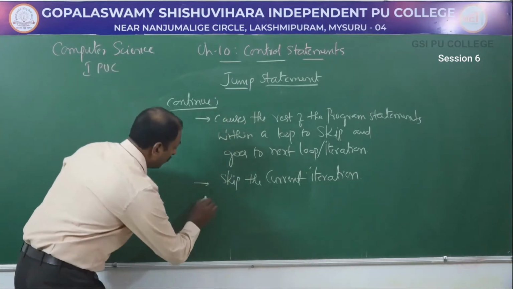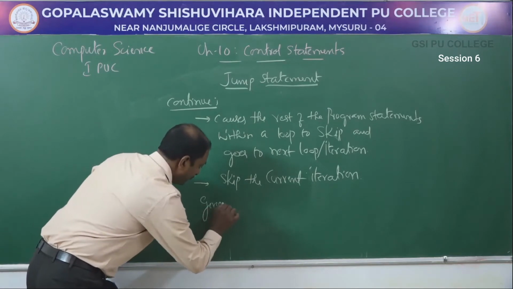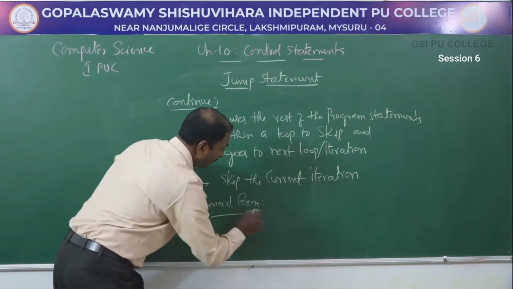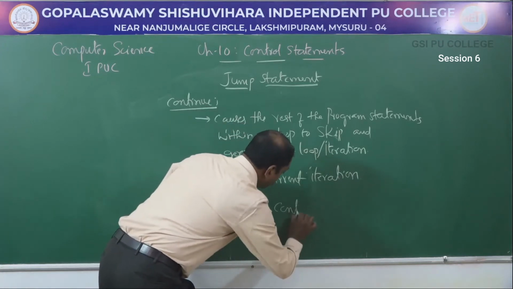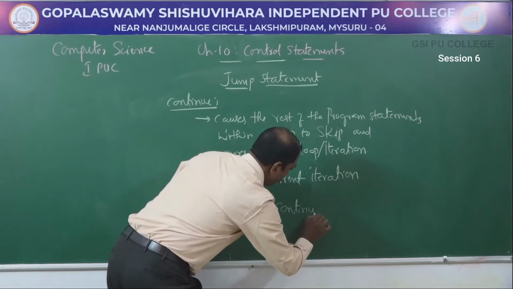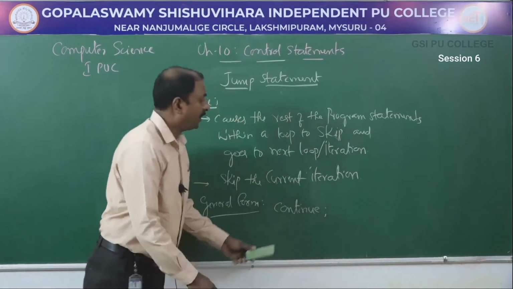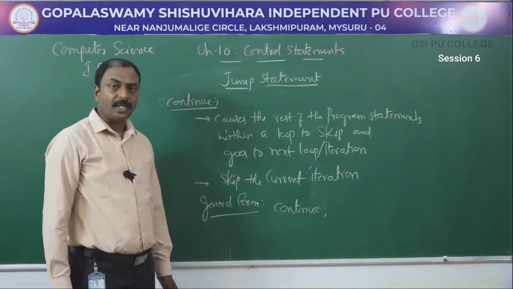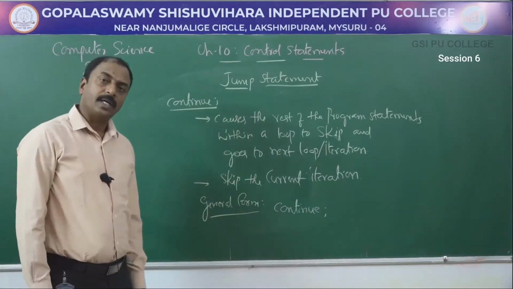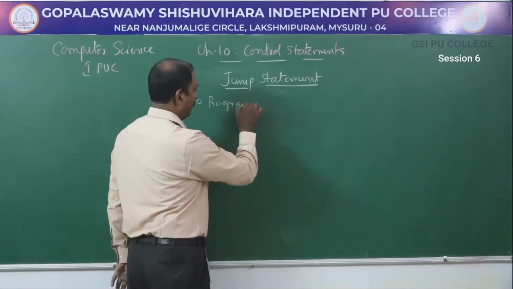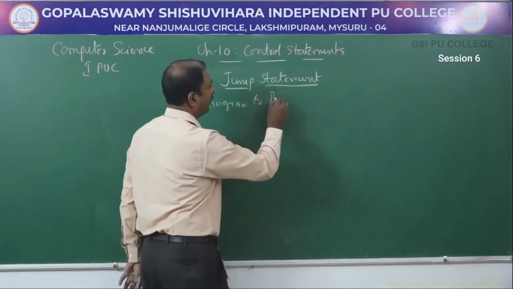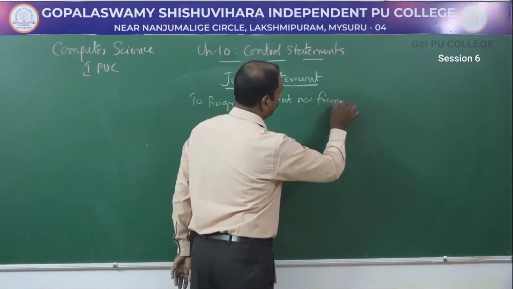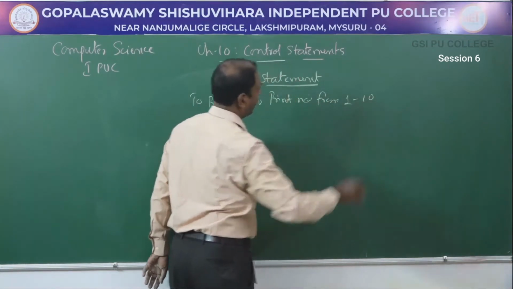The general form or the syntax is continue semicolon. Again it is a reserved word. We have to use it exactly as it is. Let us see an example program for the continue statement, to print numbers from 1 to 10.